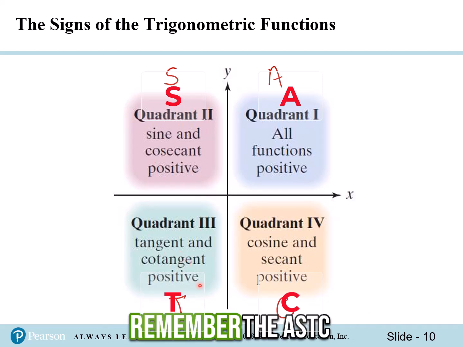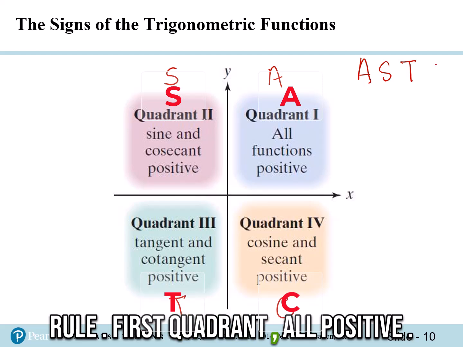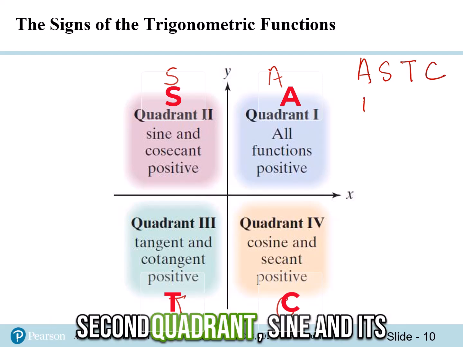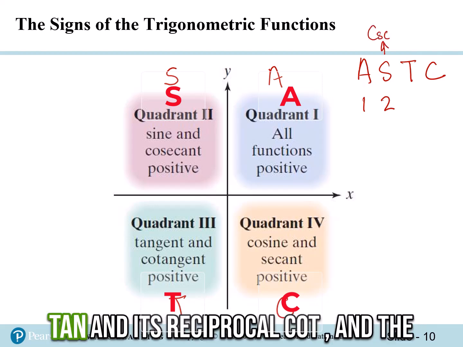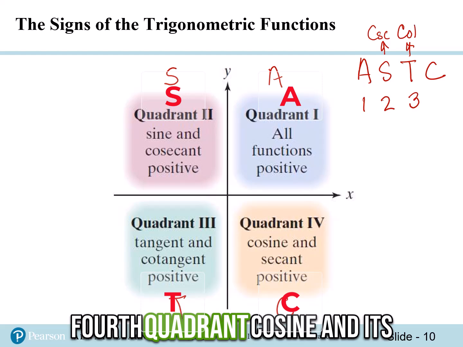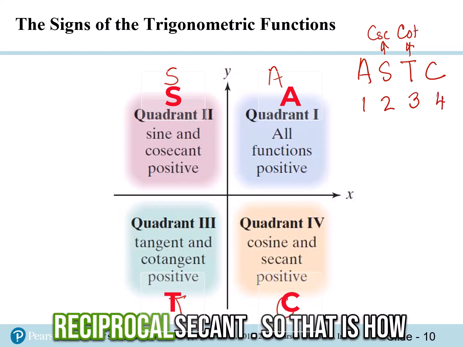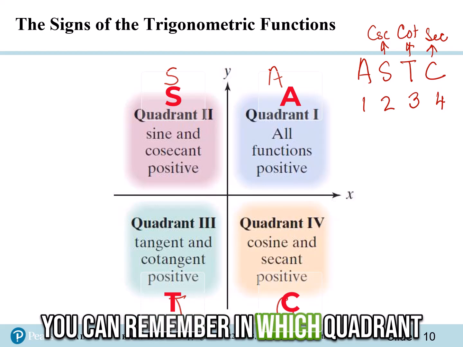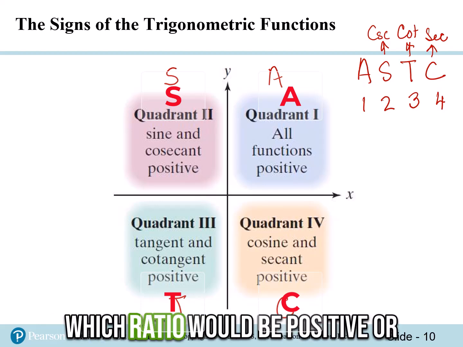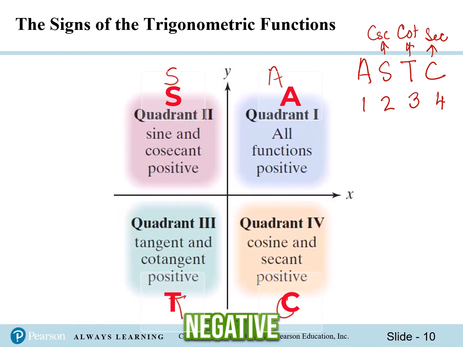So just remember the ASTC rule. 1st quadrant, all positive. 2nd quadrant, sine and its reciprocal, cosecant. 3rd quadrant, tan and its reciprocal cot, and the fourth quadrant cosine and its reciprocal secant. So that is how you can remember in which quadrant which ratio would be positive or negative.